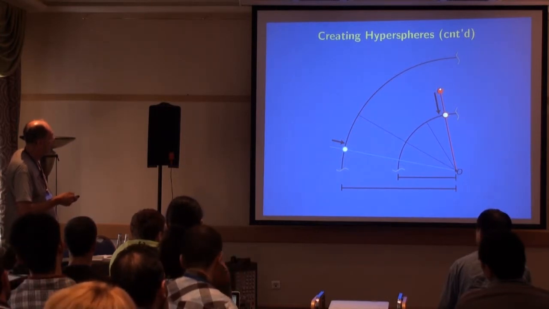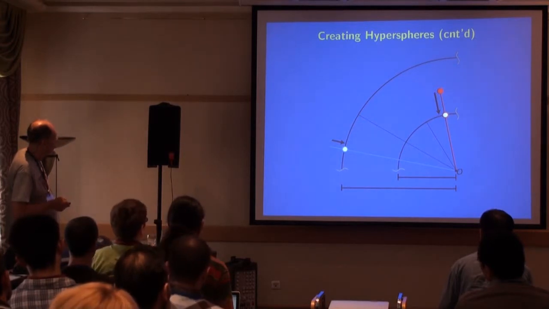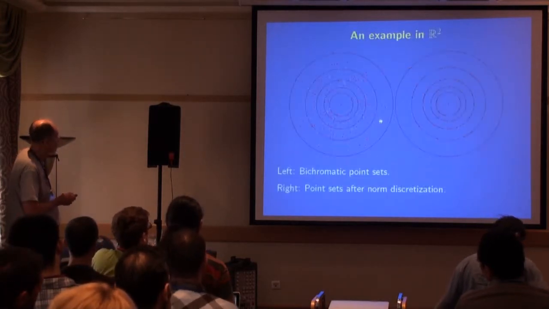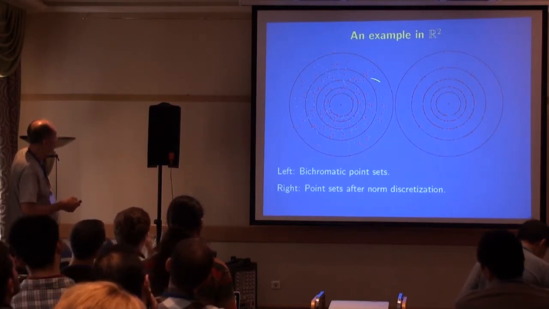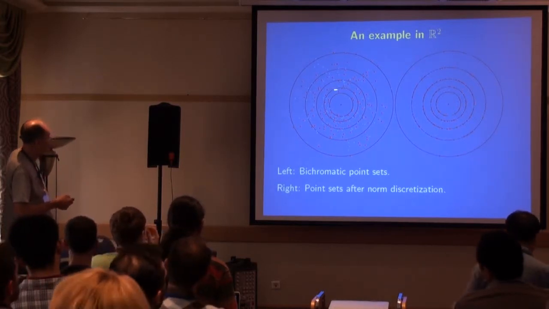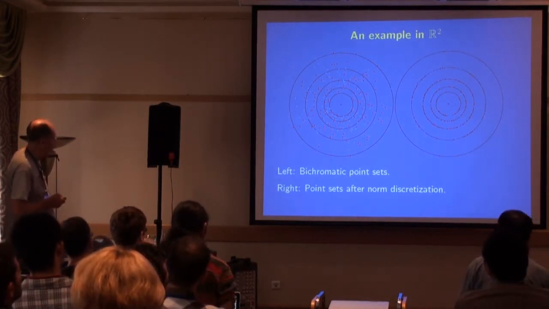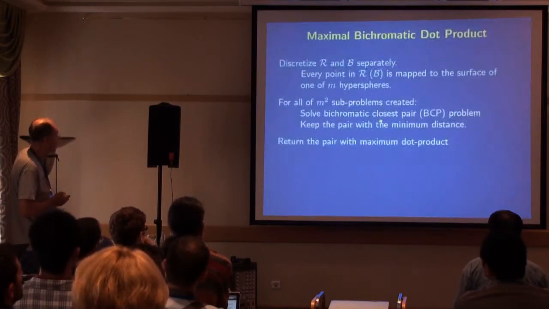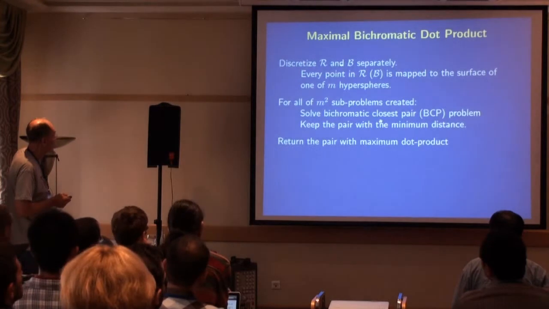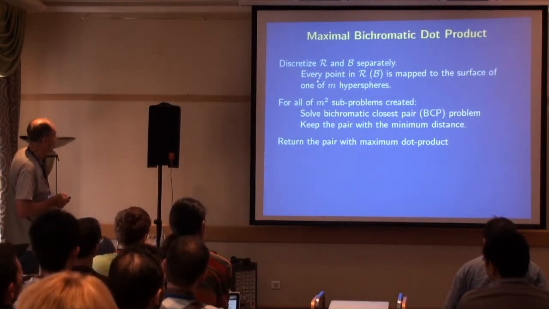Here's our red guy, and we project it down to the next sphere below it. So the whole problem would be, here's where you're starting, and then you've taken and projected all those guys into these shells. So we do this separately for the A sequence and the B sequence, the red and the blue.